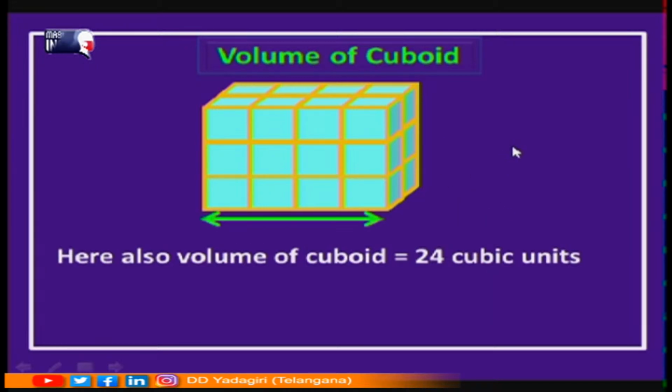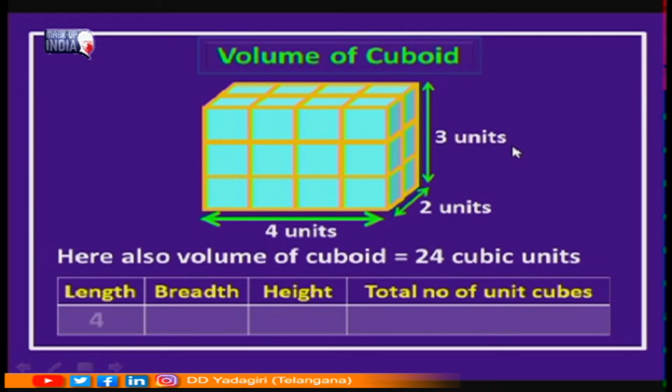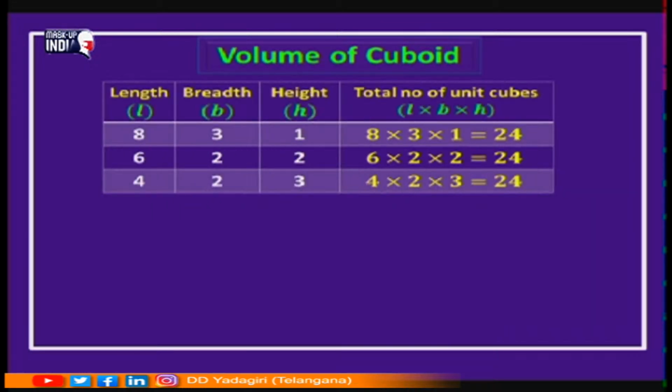Now, what is the length of this cuboid, children? 4 units, breadth 2 units and height 3 units. Again, let us find the total number of cubes as we have seen in the previous case. So, it is 4 into 2 into 3, which is again 24. Now, from all these 3, children, what do you conclude?